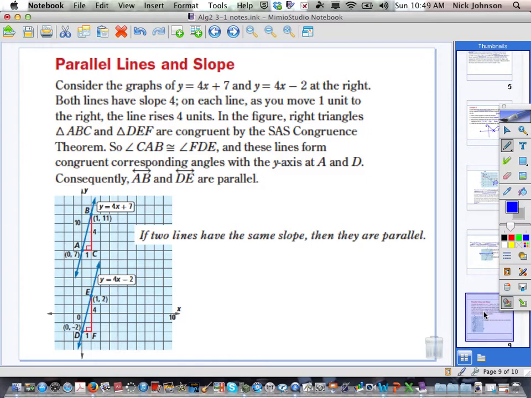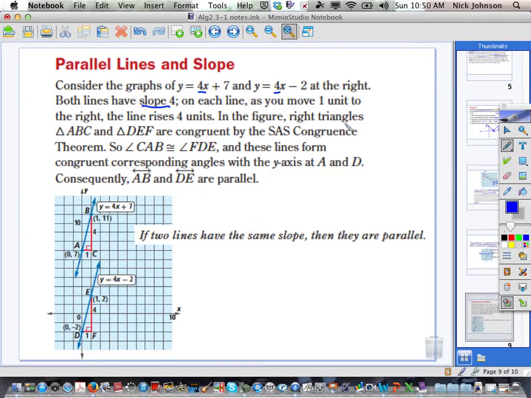Parallel lines and slope. Consider the graphs y equals 4x plus 7 and y equals 4x minus 2 at the right. Here's 4x plus 7. Here's 4x minus 2. Both lines have the slope 4. On each line, as you move 1 unit to the right, the line rises 4 units. So I always say up 4 over 1. You get the same thing, up 4 over 1, or over 1, up 4. It has positive slope.